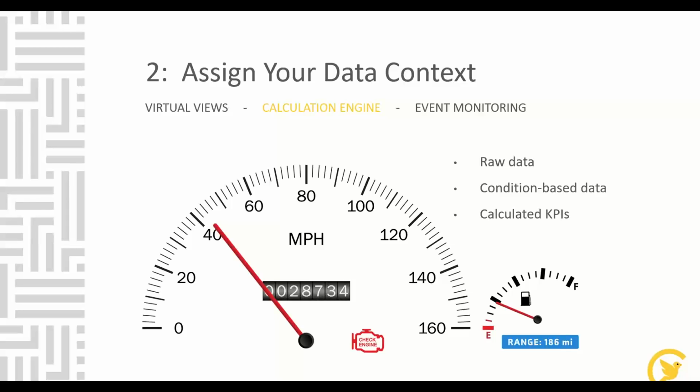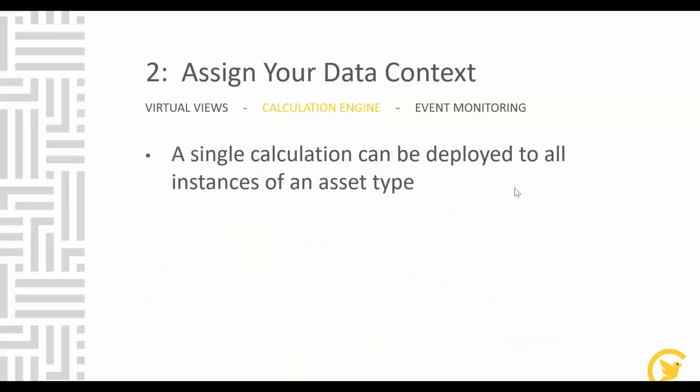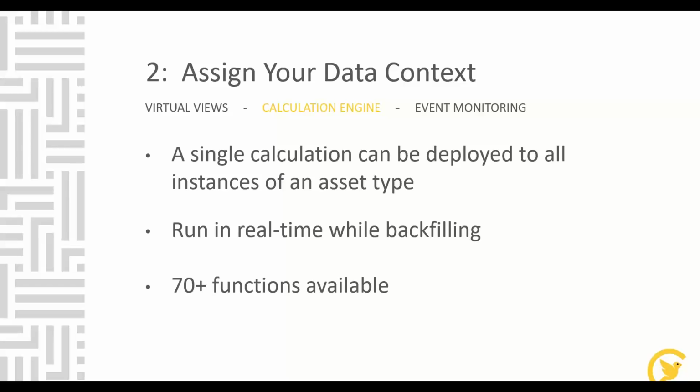Same thing goes for Canary. A single calculation can be deployed to all instances of an asset type. Like we just mentioned, you have boiler 1, boiler 2, boiler 3, but you can still do a certain calculation and create a new tag based on it, and it can even be calculated during real-time backfilling. And there are more than 70 scientific calculation functions provided in the calculator.